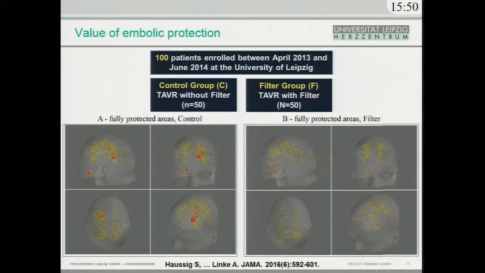On the right side, you see the patient population with fully protected areas, where the filter has been used, and you can see there are still many red dots and many yellow dots, standing for clinically inapparent or apparent strokes, but they are significantly less than on the left side where no filter has been used.